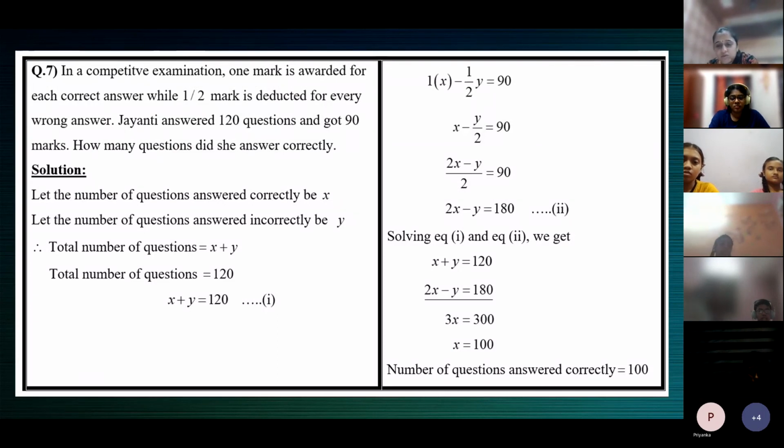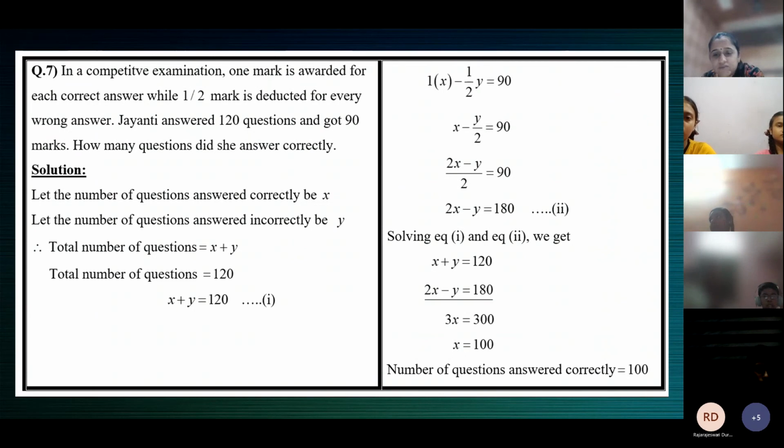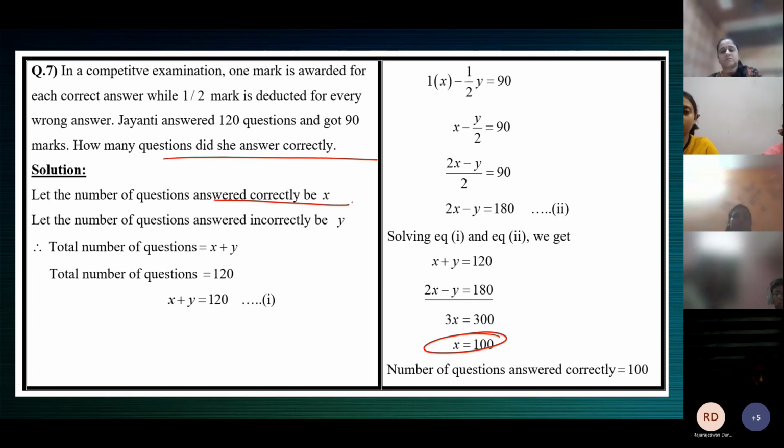See here, I've solved the two equations and I found the value of x. X is 100. How many questions did she answer correctly? Correctly, x. So x is 100.